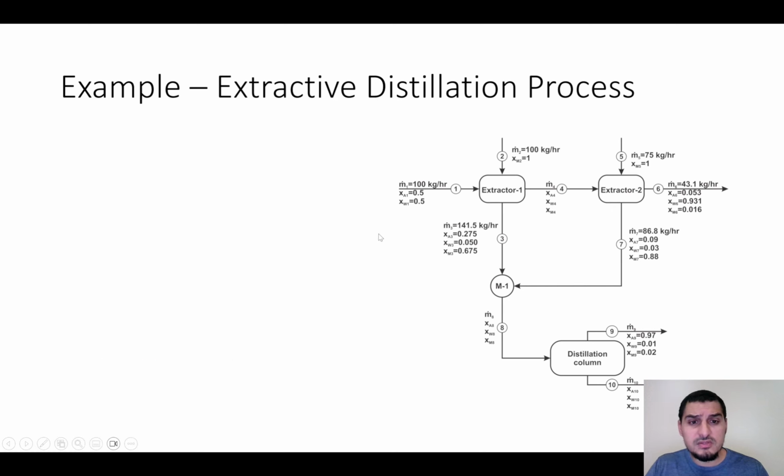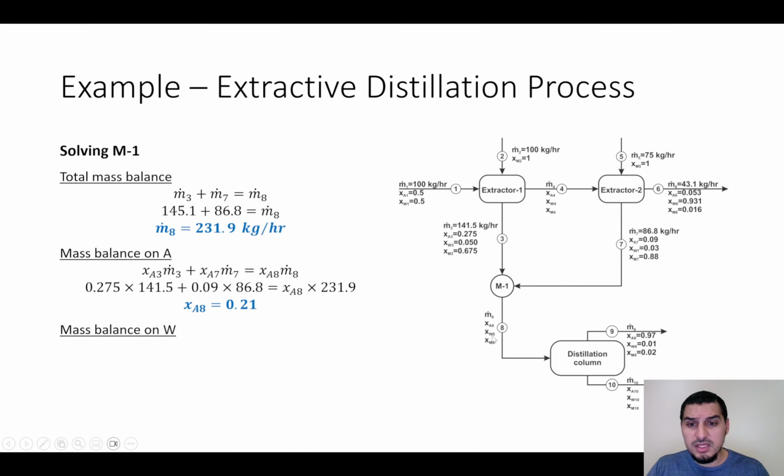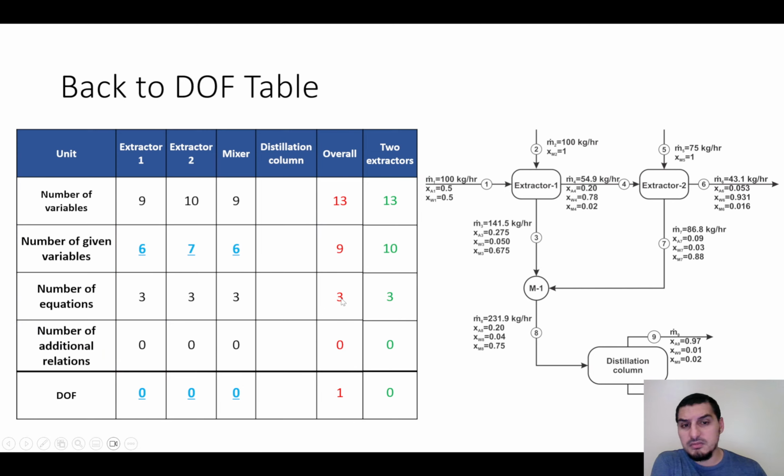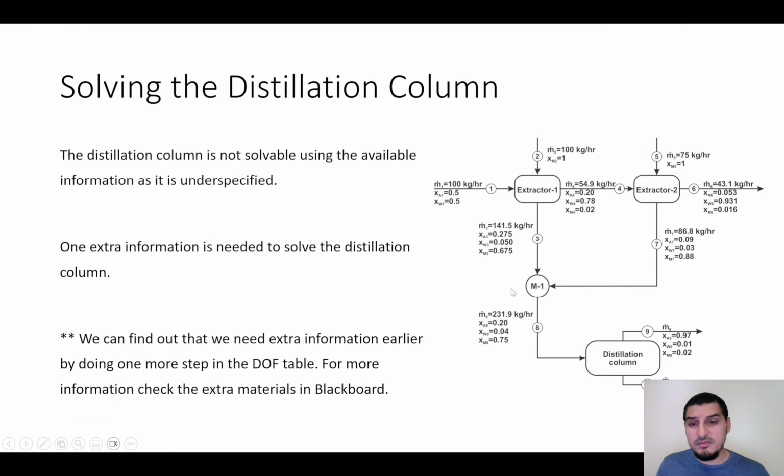So after solving this, we can solve M1. By solving M1, we know everything about streams 3 and 7, so we can know everything about stream 8, and by doing this we can find the compositions and the flow rate of stream 8. Now by updating the degrees of freedom table, you would see that the degrees of freedom of the distillation column is 1. So we have to assume something, and this assumption is up to you. You can assume M9, you can assume M10.